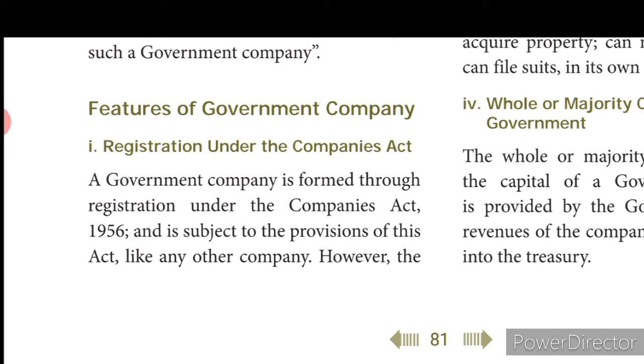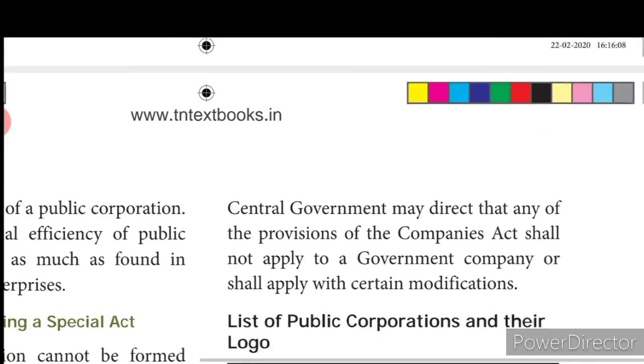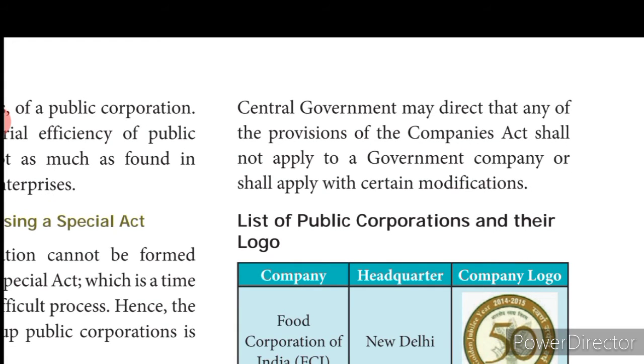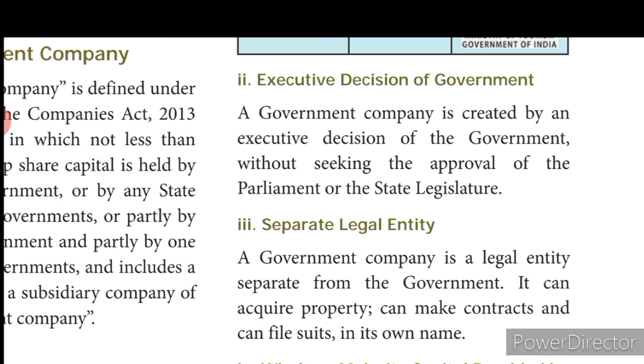And like any other company, however, the central government may direct that any of the provisions of the Company Act shall not apply to the government company or shall apply with certain modifications. Registration of a government company is nothing but, according to the Company Act of 1956, you must register the company, okay, and there is some provision for that. Based on that, if you register, then your company is going to be a government company.